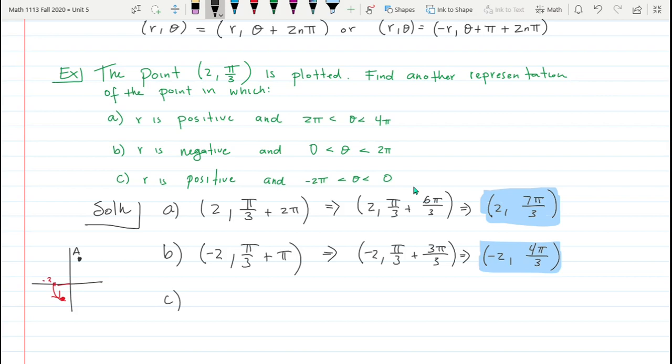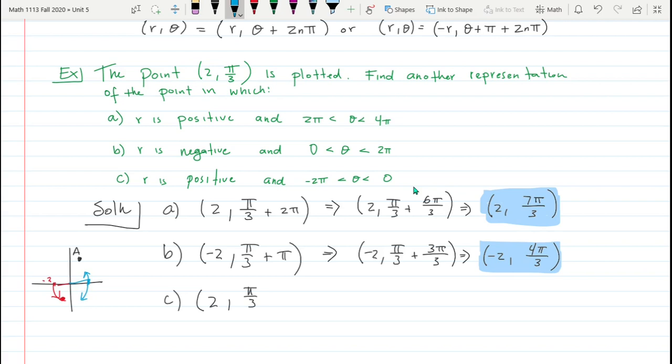Now we want to keep R positive, but the angle has to be between negative 2 pi and 0, so we want a negative representation. So again, we start with the point given. What this means is that here in my little example I go to the right 2 units, but instead of going this direction, I have to go the other direction.